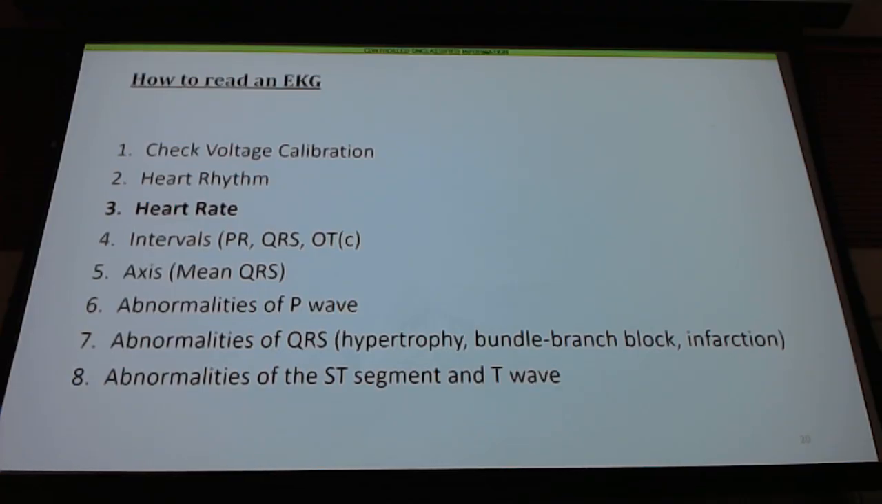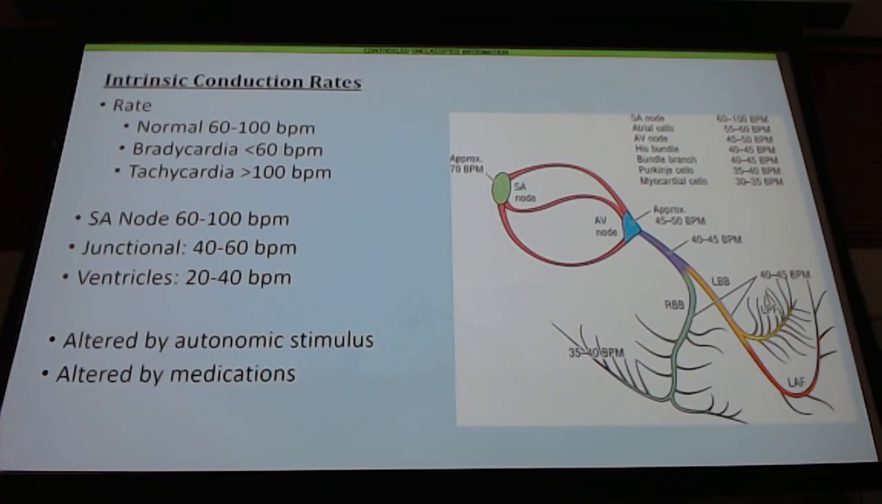Next, let's look at our heart rate. So our heart rate comes from the inherent pacemaking of our pacemaker cells, of our conduction system. And each component of our conduction system has its own ability to generate an action potential, but without any other stimuli, there's a preset on how frequent that action potential will be generated.